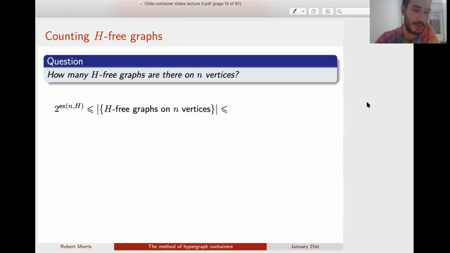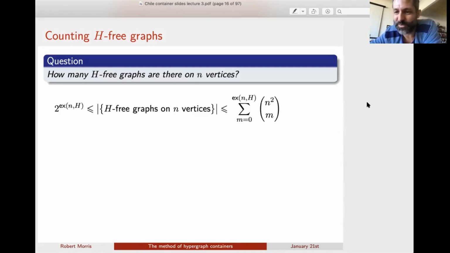So the upper bound is again using the extremal number. Any graph with more than the extremal number of edges is not H-free. So you definitely can't have more than all graphs with at most the extremal number of edges, which you can bound by essentially n to the extremal number. So the lower bound is to take a single extremal graph and look at its subgraphs. The upper bound is to look at all graphs with at most the extremal number of edges. These give bounds that look pretty similar, 2 to the extremal number and n to the extremal number. That's not too bad, but we'd really like to know which is correct.